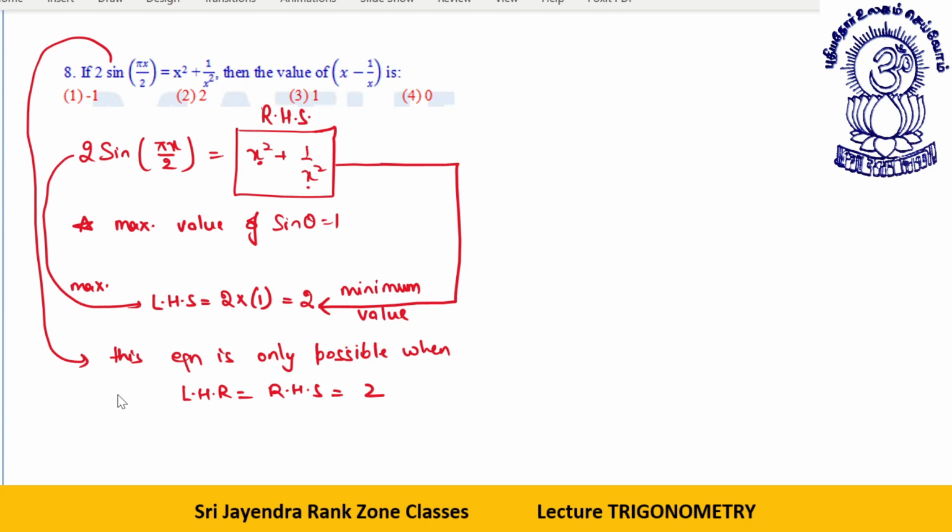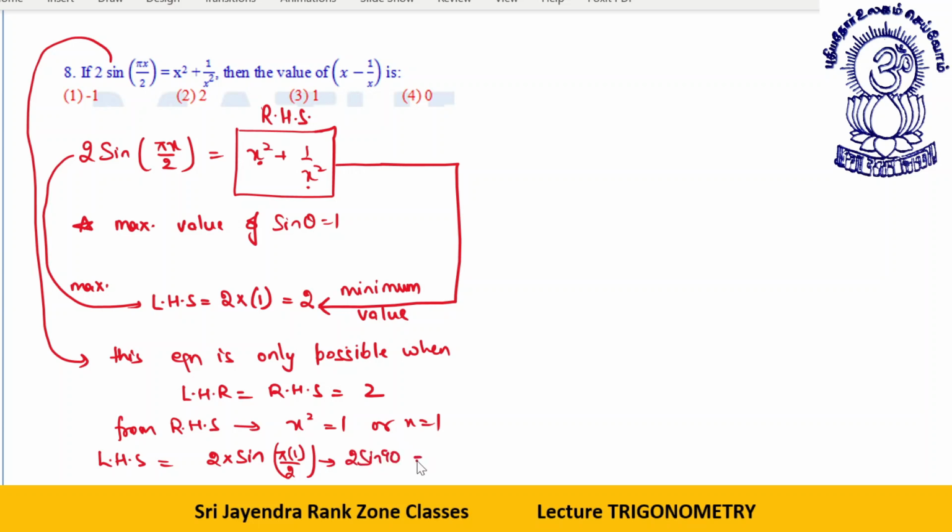Now, LHS is equal to RHS is equal to 2. From RHS, what will I say? x square is equal to 1, or x is equal to 1. Now let's talk about LHS. 2 into sine pi x by 2. Pi into 1 divided by 2, that is 2 sine 90, which is equal to 2 into 1 is equal to 2. Satisfied. Okay.